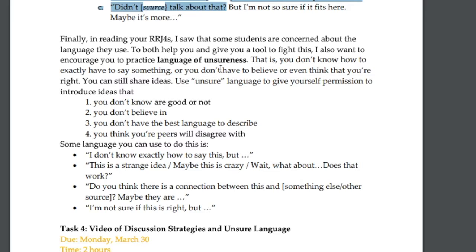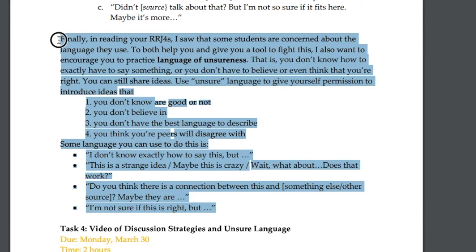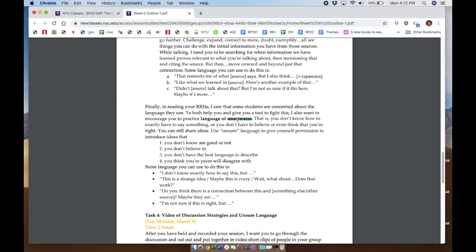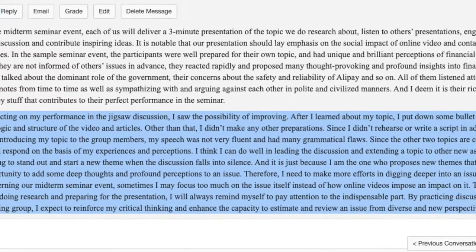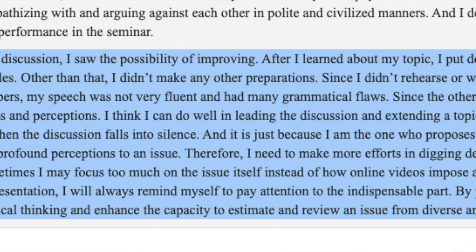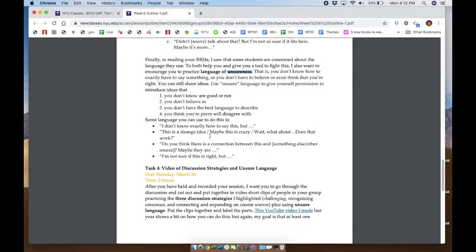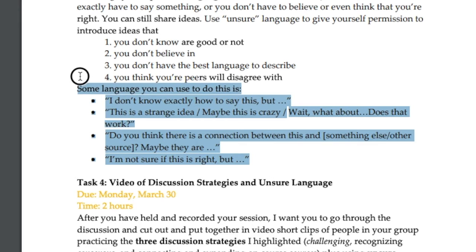There's one other thing that I put here. I know there's lots of text on this, but these are all things that I would like to see in this discussion with your peers. How to be unsure. Some of you seem concerned about having the language to participate in the discussion, and I want to give you both permission and some different ways where you can get around that.